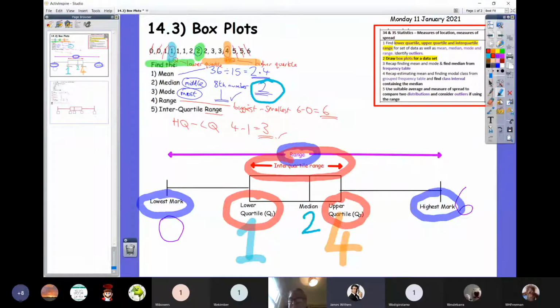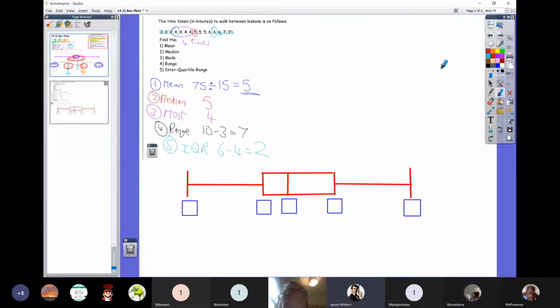So I'm just going to pop another example on the board. Okay. Now to speed things up, I've already worked out all the various bits and pieces. So I want you just to have a quick look at that information and I'll give you a few seconds to digest the answers. So we've got the mean, the median, the mode, the range, and the interquartile range. And I want us to slot the various numbers onto the diagram at the bottom. So have a look at the data right at the very top. I know that's quite small.